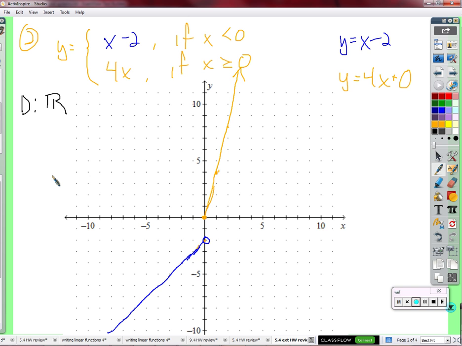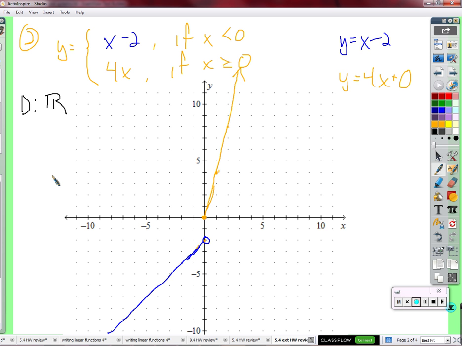Look left, look right, forever. No graph, right? So negative 1 is out. What else is out? Negative 2. Negative 2 is out because even though that's the y-intercept of this graph, the graph doesn't exist for x equals 0, so we don't get to have negative 2 as an output. Any other numbers? Everything between those.